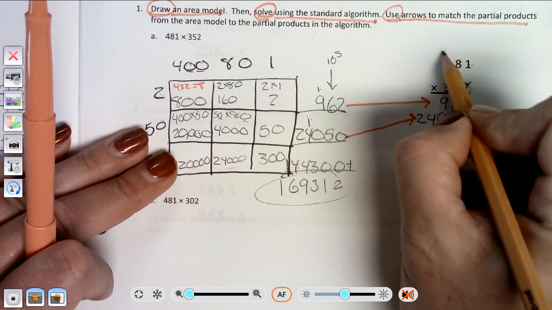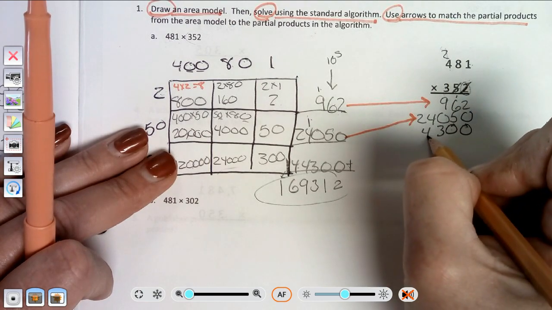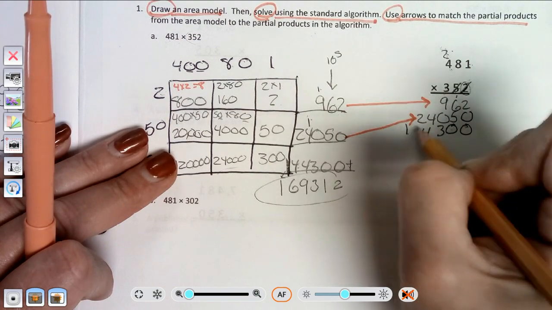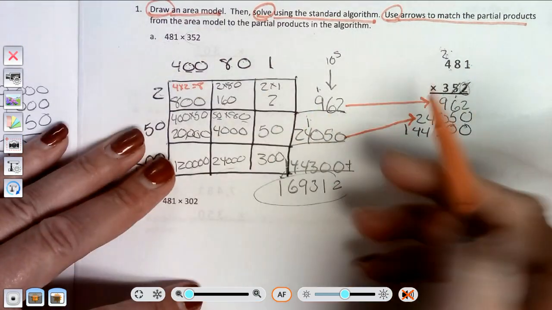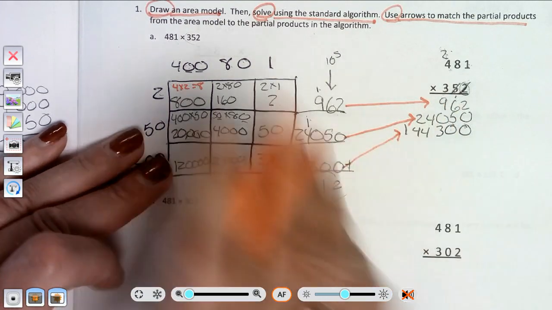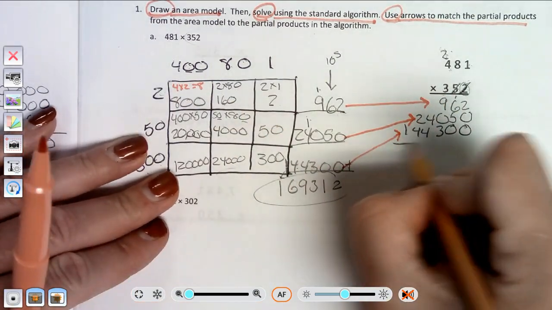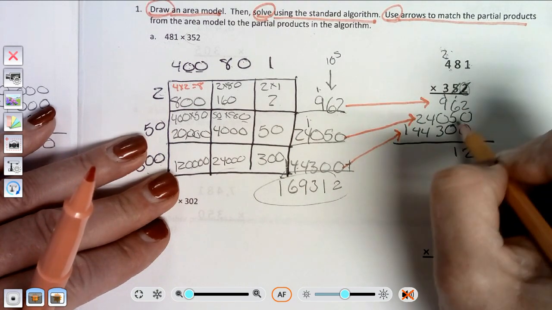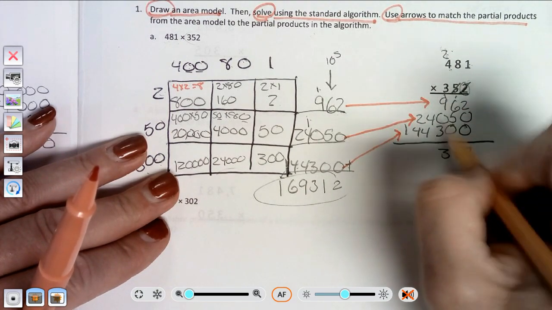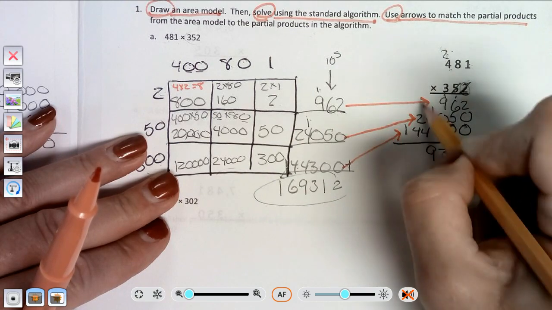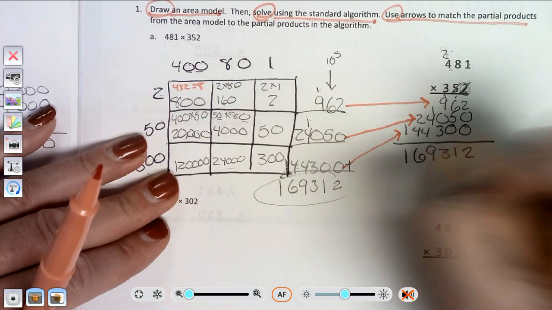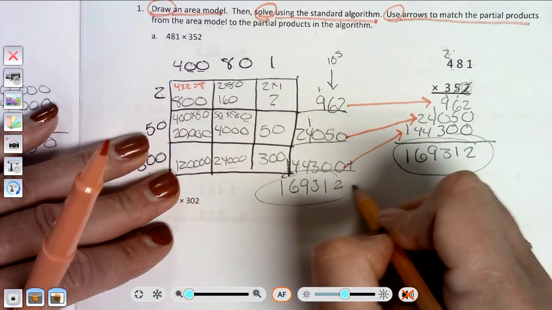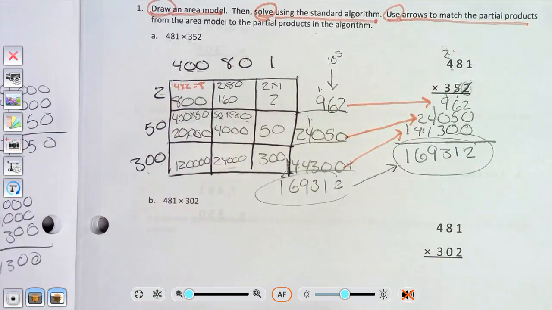Now 3 times 8 is 24. Now 3 times 4 is 12, 13, 14. Look at my matching partial product. Now, if I really, really did this all right, then when I add this together, 9, 10, 11, 12, 13, 8, 9, 6, 1. If I did this right, there's my final answer. That's the product. It all matches.